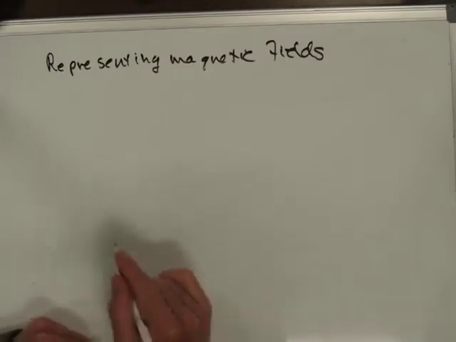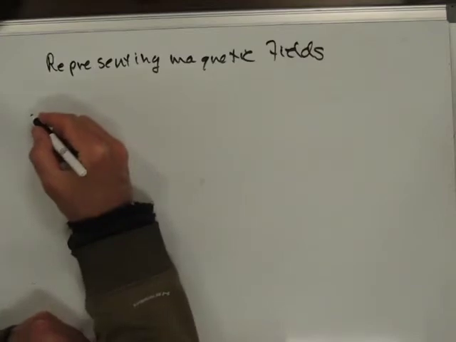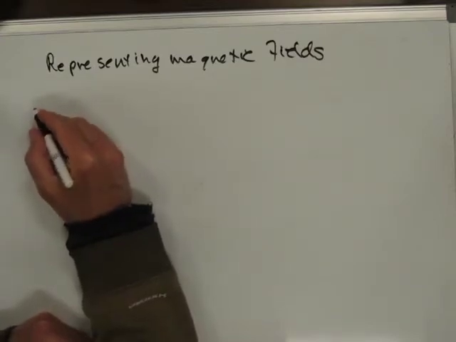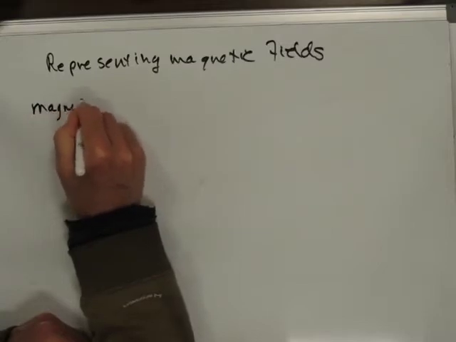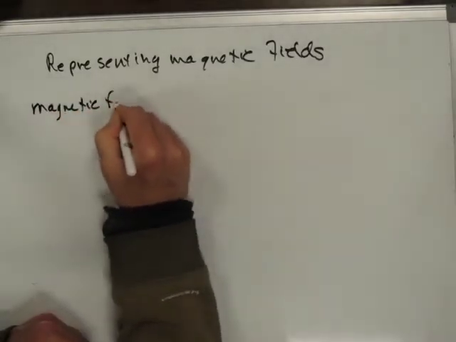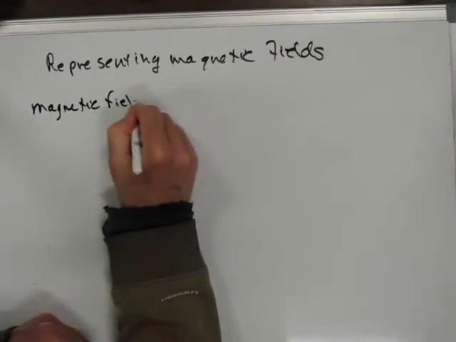So a few things about magnetic fields. There are several ways to represent magnetic fields.